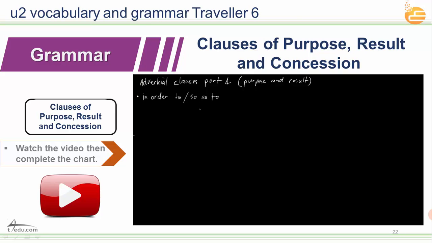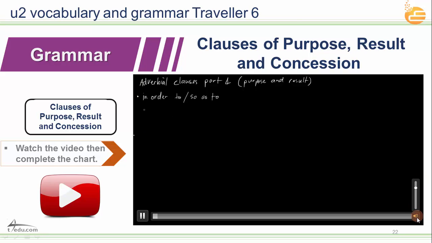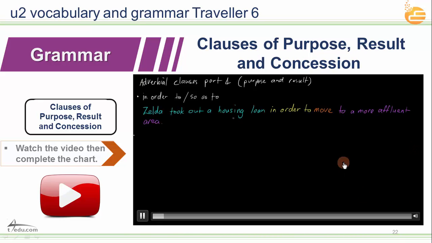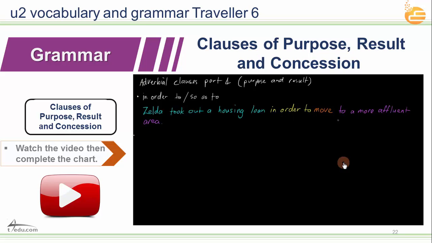In order to and so as to: here we have two multi-word conjunctions that have basically the same meaning. Let's look at an example. Zelda took out a housing loan in order to move to a more affluent area. Affluent means wealthy, and as you can see here, the in order to structure is followed by an infinitive.